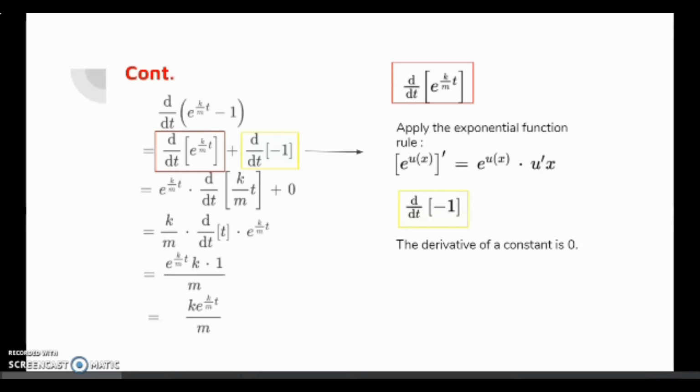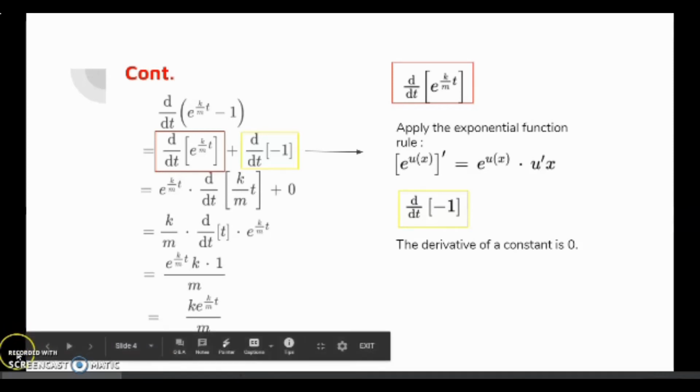For the derivative of e^(k/m t), we apply the exponential function rule. We get e^(k/m t) times the derivative of k/m t. For the derivative of negative 1, we get 0 because the derivative of a constant is equal to 0. Next, we get k over m times the derivative of t times e^(k/m t). And lastly, we get k times e^(k/m t) over m.